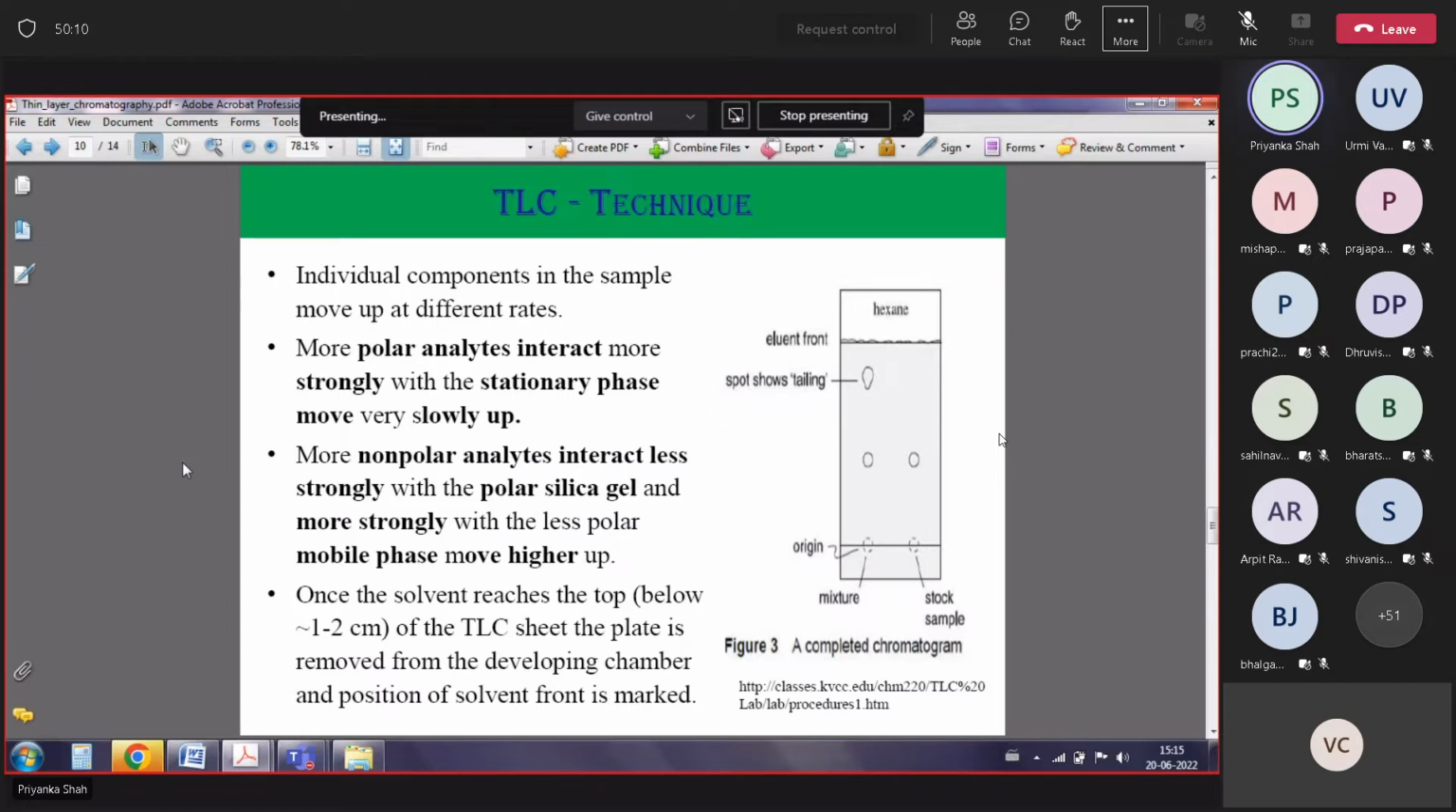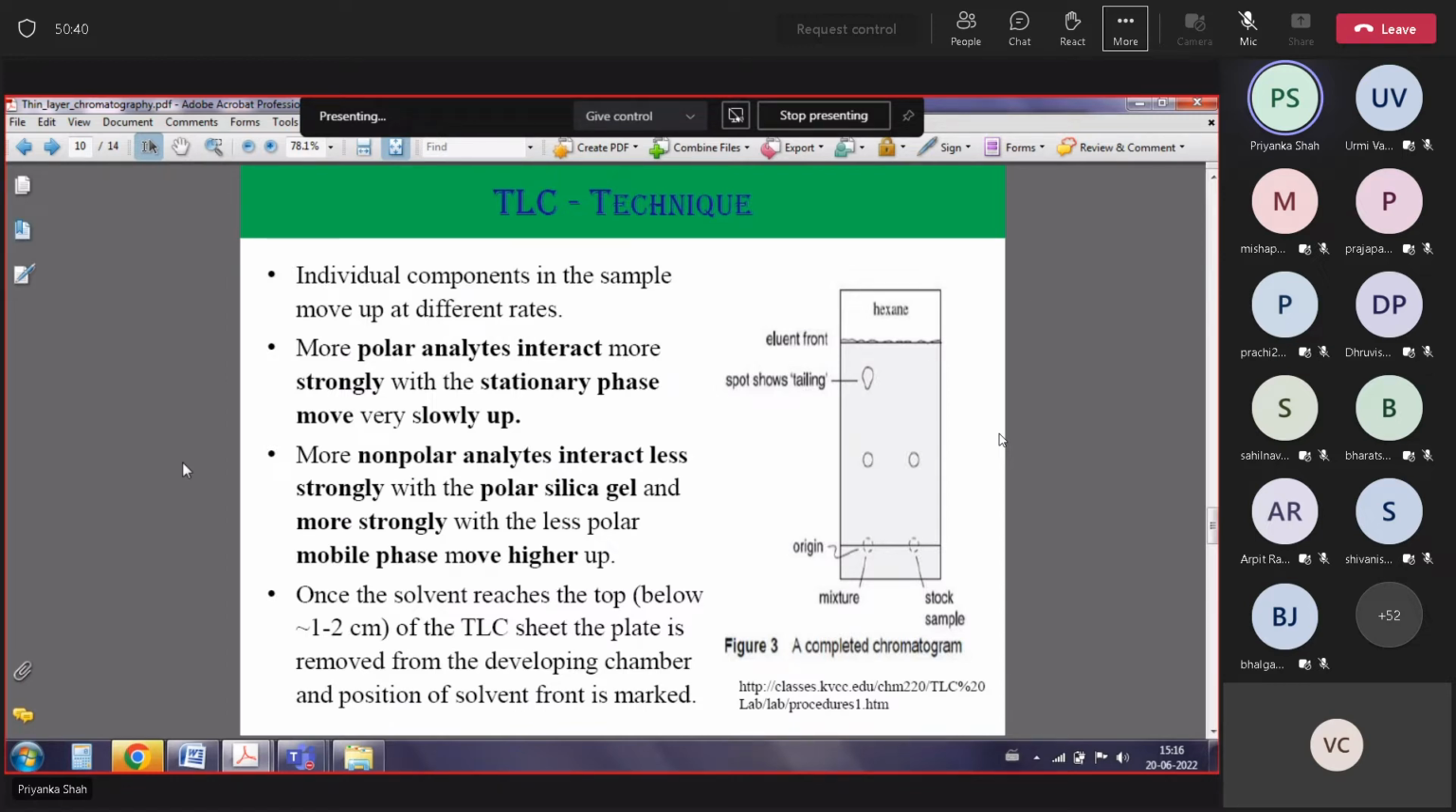So, individual compounds in the sample move up at different rates. Now, as you know, based on the like-dissolves-like principle, more polar analytes interact more strongly with the stationary phase and move very slowly, while non-polar analytes interact less strongly with the polar silica gel and more strongly with the less polar mobile phase, and move higher up.